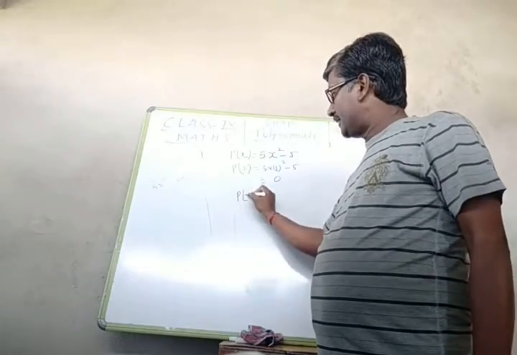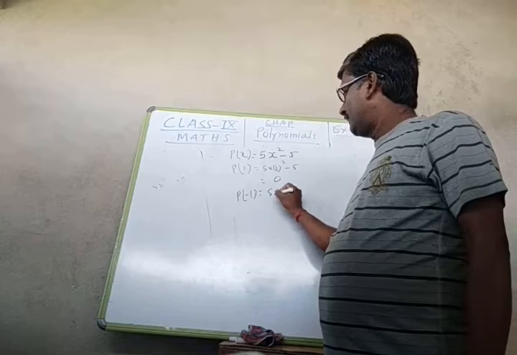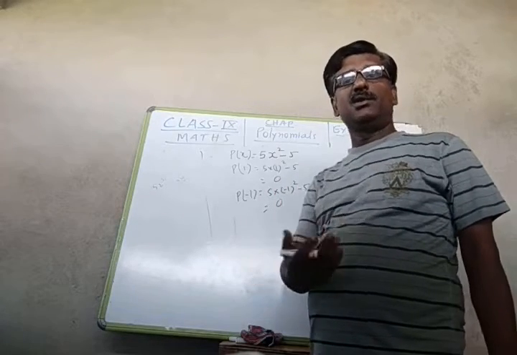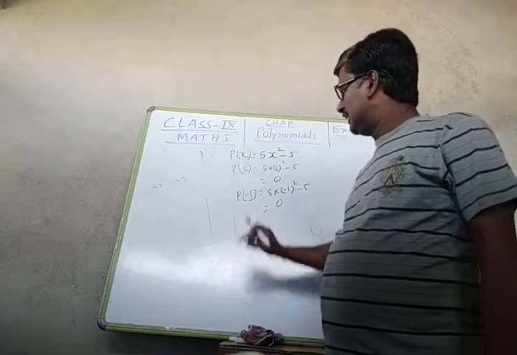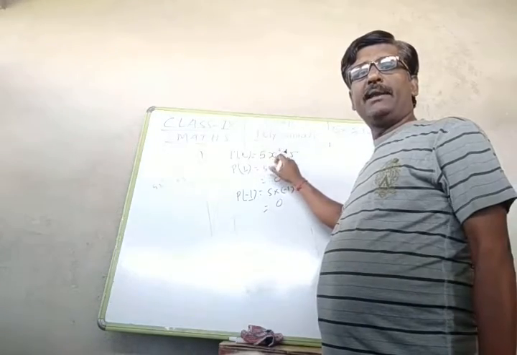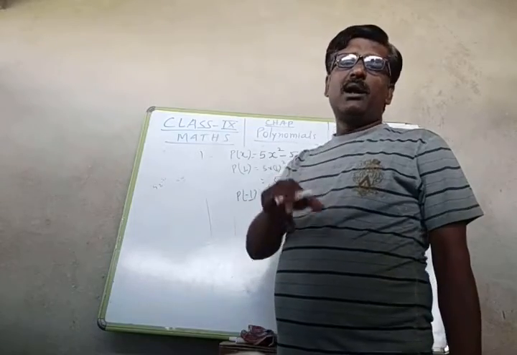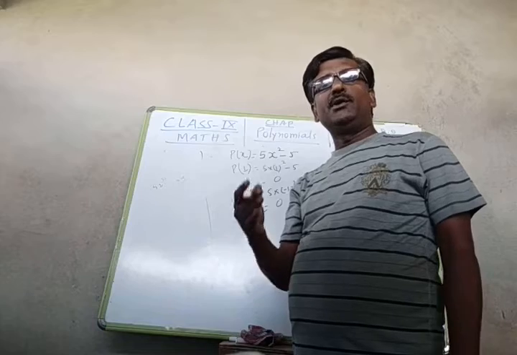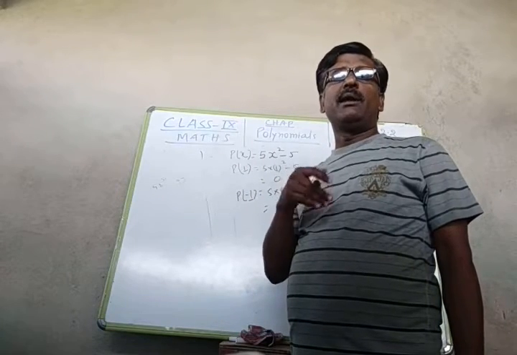Once again, when we put 1 in place of x minus 1, that will be 5 into minus 1 square minus 5, and once again that will be 0. So this 1 and minus 1, as you have just seen, these two real numbers have made this polynomial 0. Any real number which converts a polynomial into zero is said to be a zero of the polynomial. And the number of zeros depends on its degree.